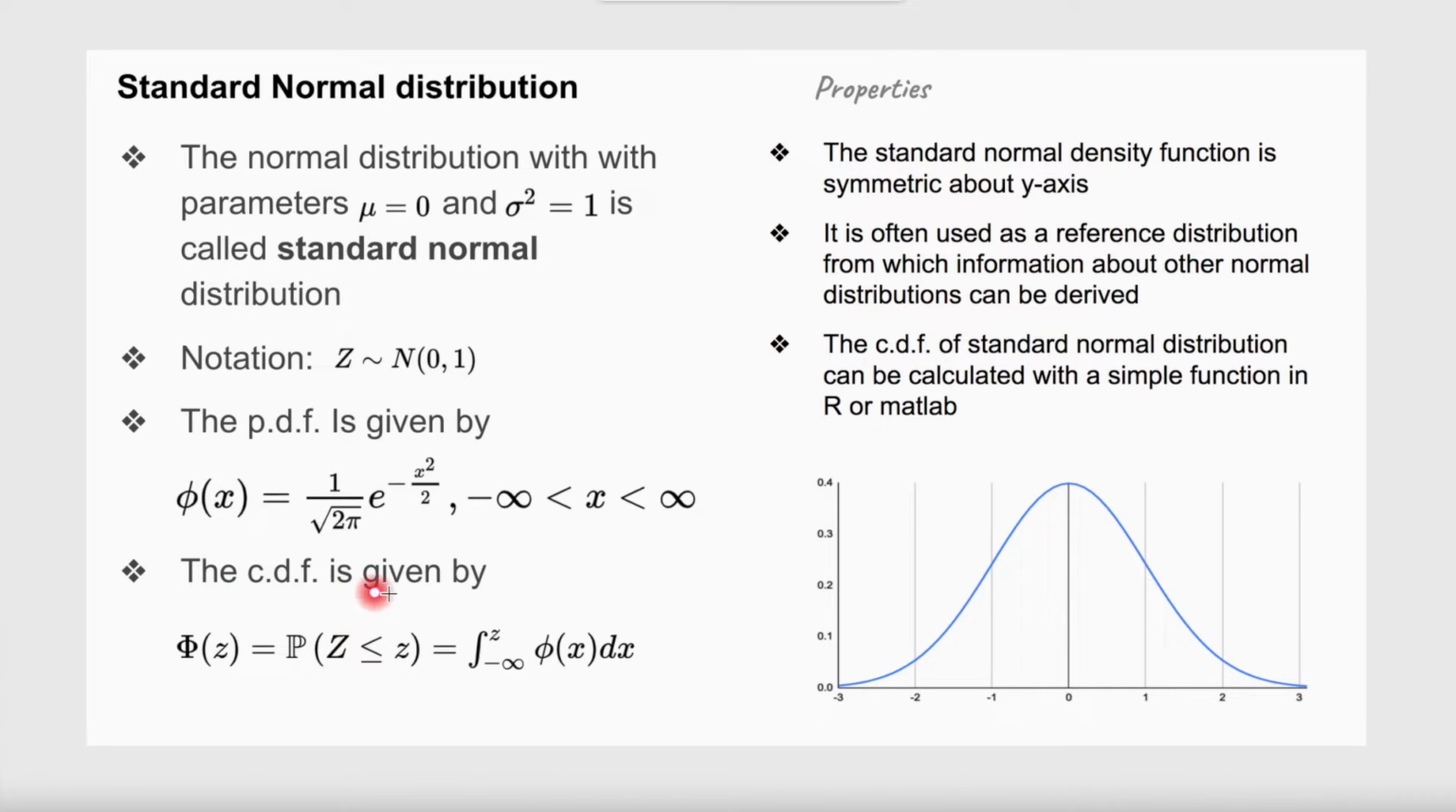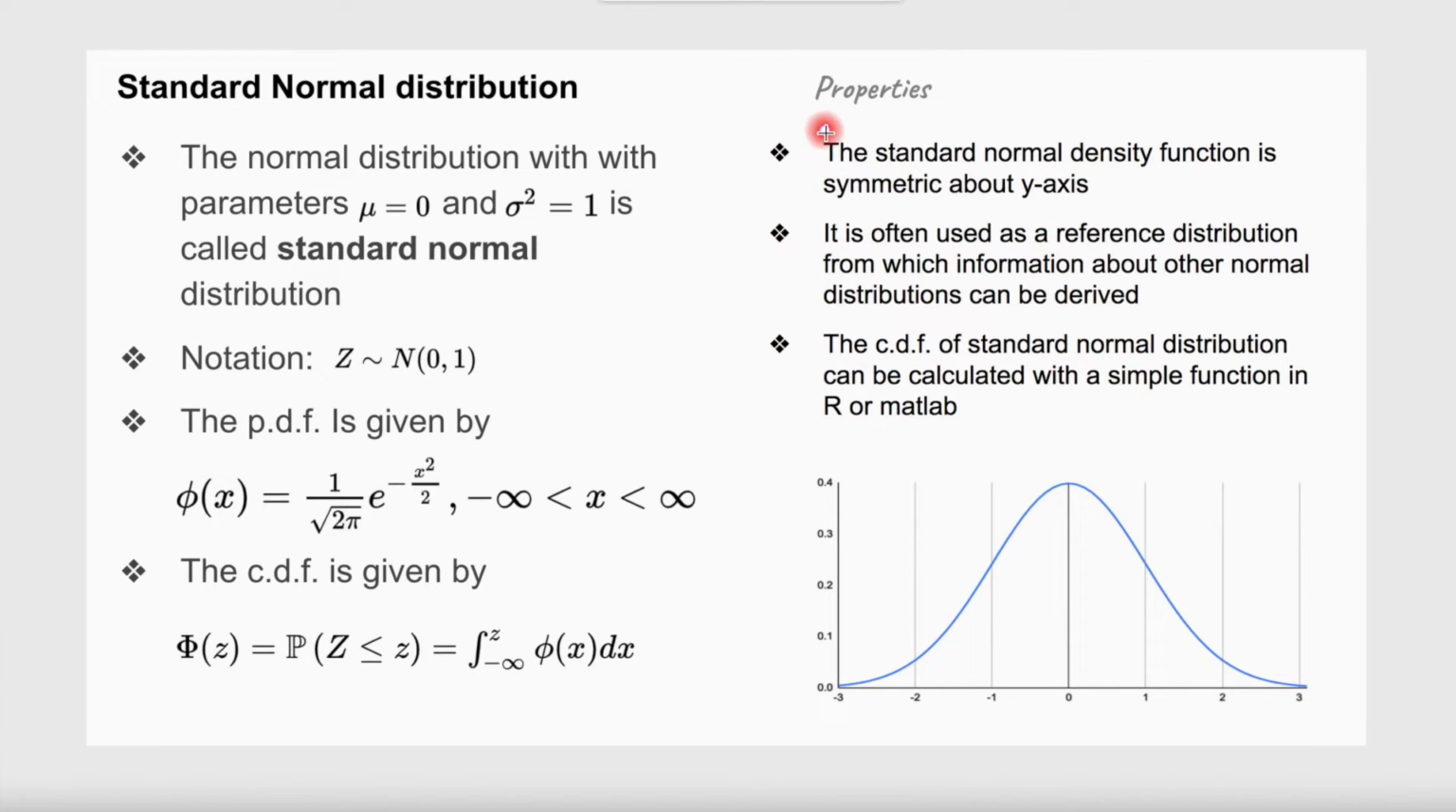The CDF is given by the probability that Z is less than lowercase z. Recall that we typically use Z to represent a standard normal random variable. The probability Z is less than lowercase z is equal to this integral, where phi is the PDF of a standard normal. Typically, we use uppercase Phi of z to represent the CDF of a standard normal distribution. This notation will be used very often.